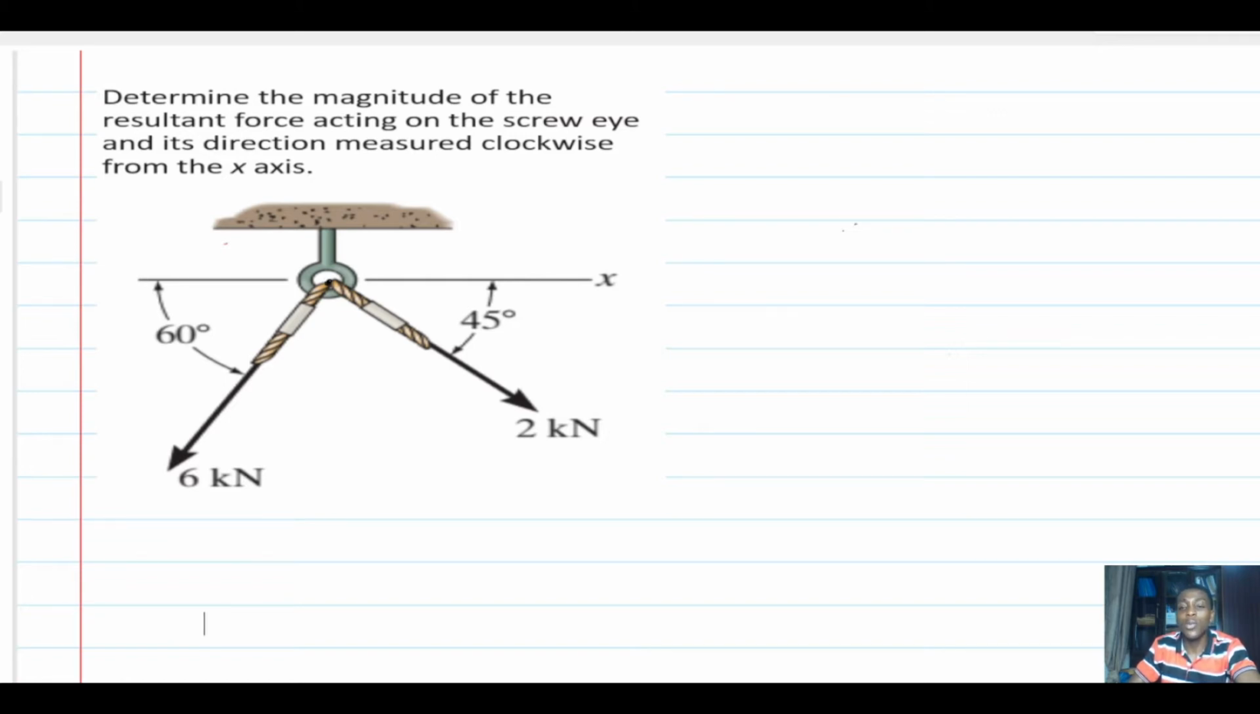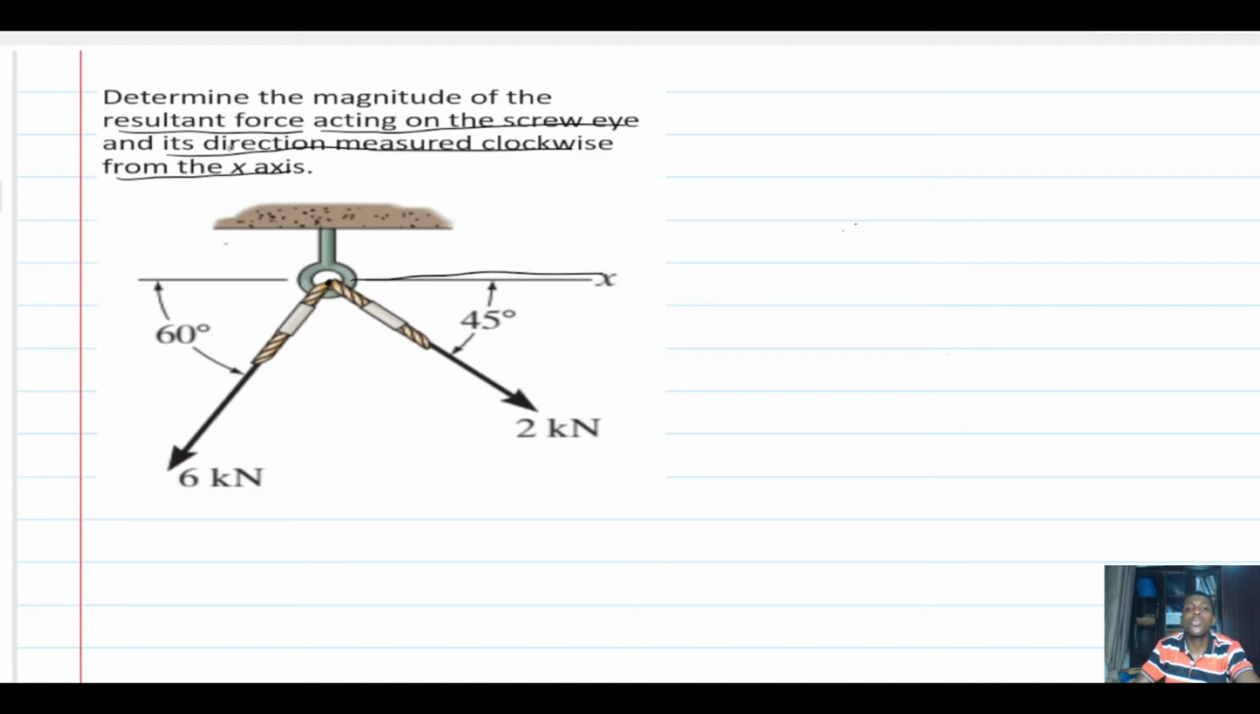In this video, I want to solve a problem to illustrate the parallelogram law of vector addition or force addition. Let's read the problem together. Determine the magnitude of the resultant force. In other words, we should find the resultant force acting on the screw eye and then its direction measured clockwise from the x-axis. So this is the x-axis.